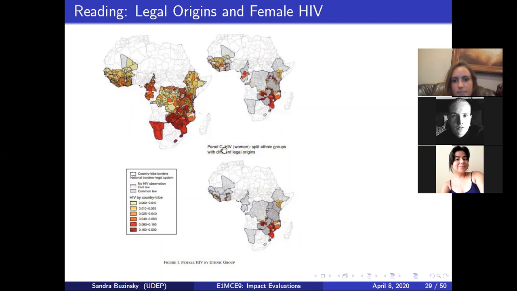And so yeah, in this third panel, you can see how she only is keeping the variation of ethnic groups across the ethnic groups that go across two different countries so that she can compare within one. Any questions on that comparison?